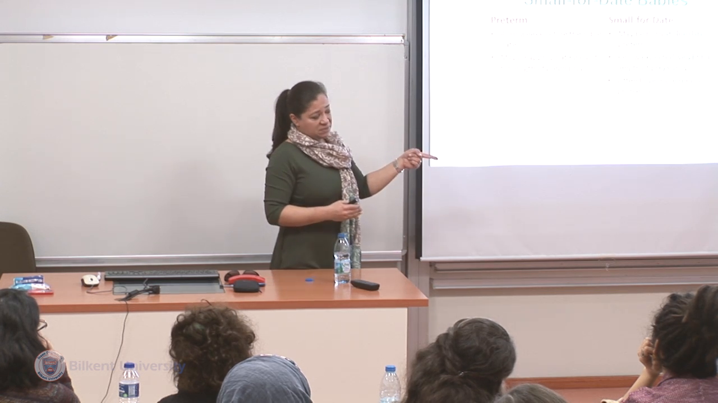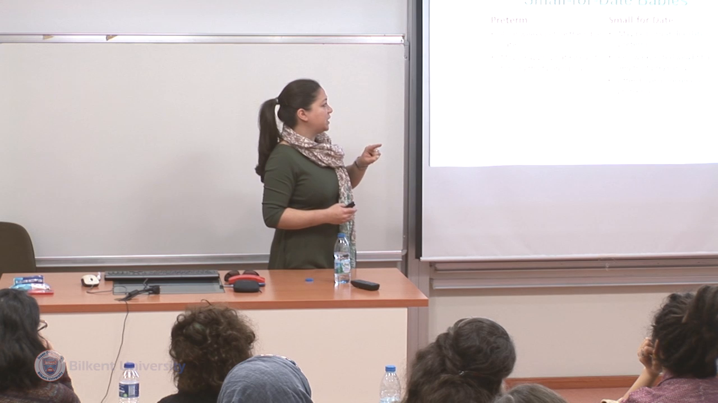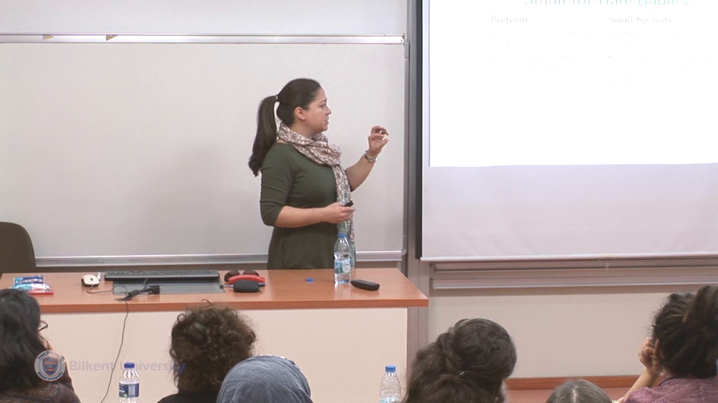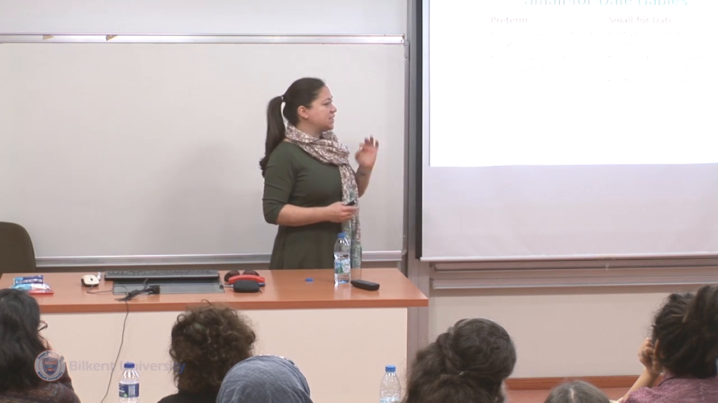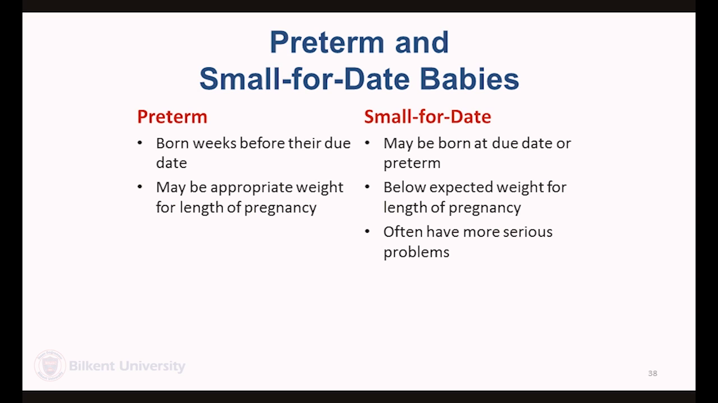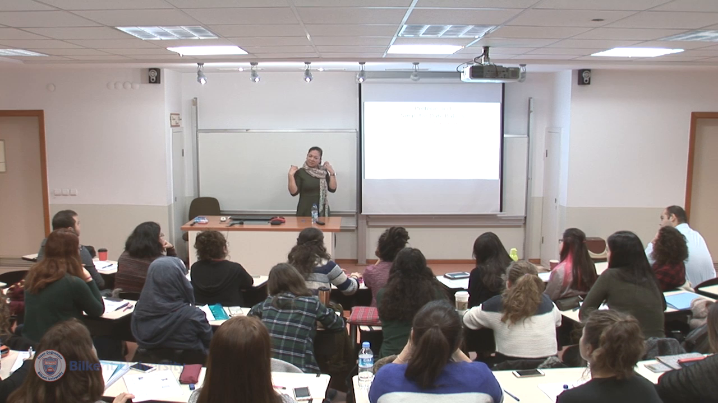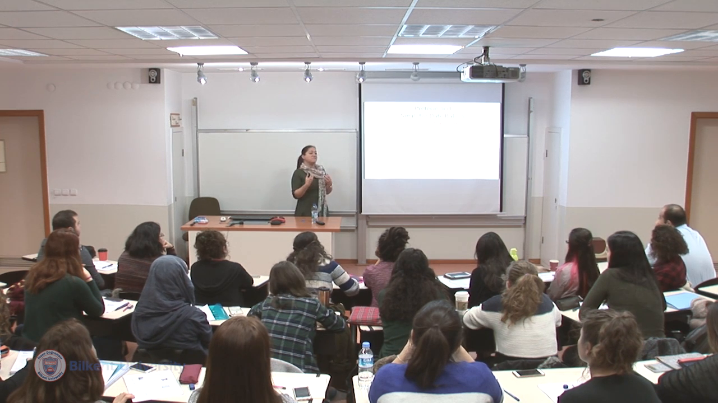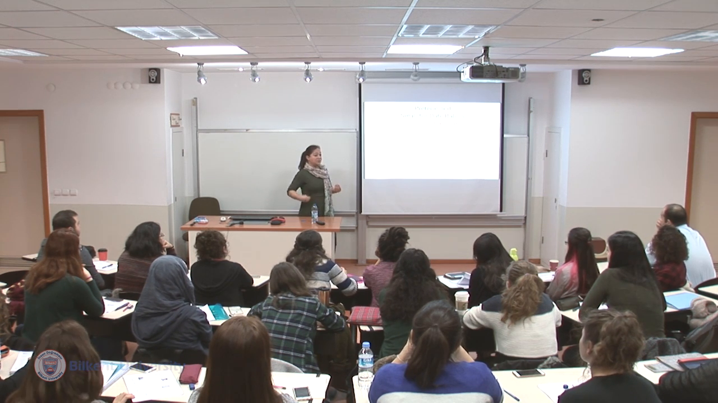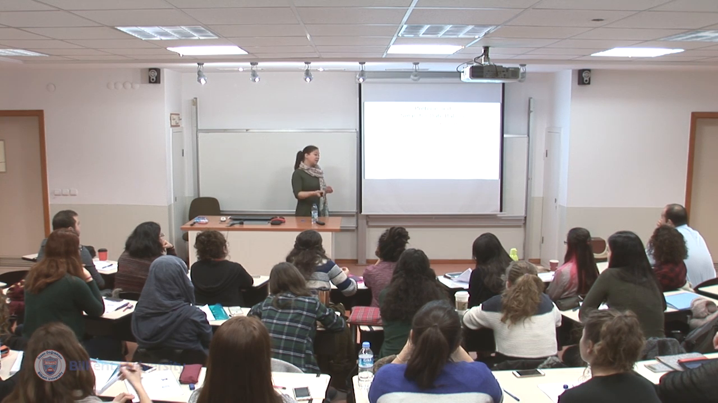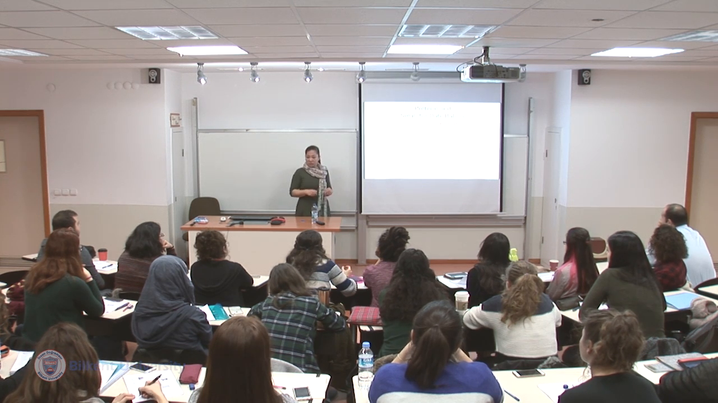Small for date babies, however, is a different story. These may be born at due date. They could also be preterm, but they're below expected weight for length of pregnancy. They often have also more serious problems. Nowadays, with the advent of imaging technology and the quality of care that can be provided both to the fetus and the mother, we can detect babies that are growing too slow in the womb.